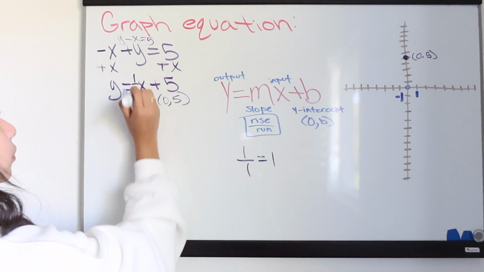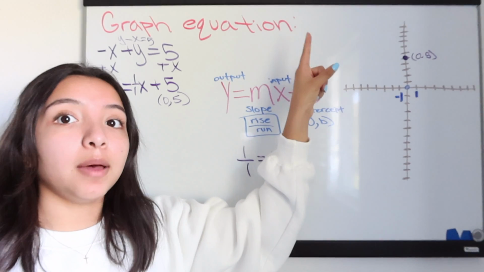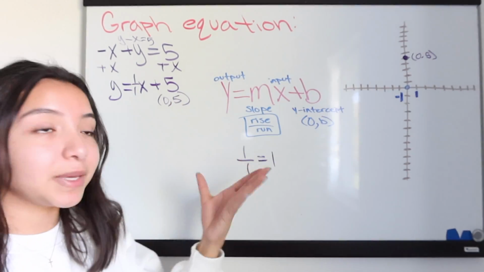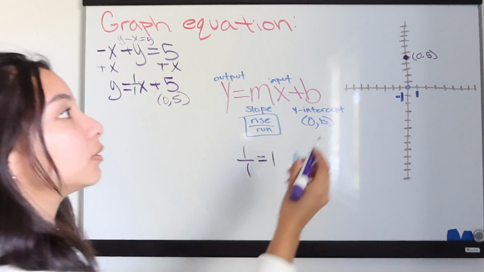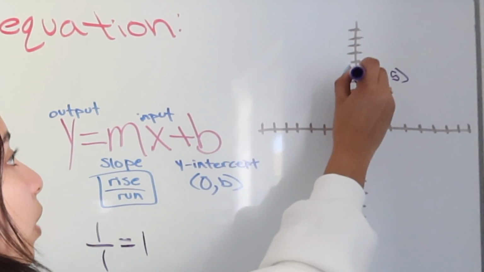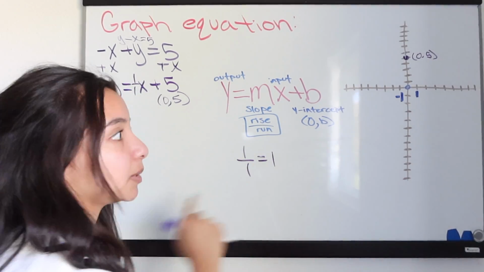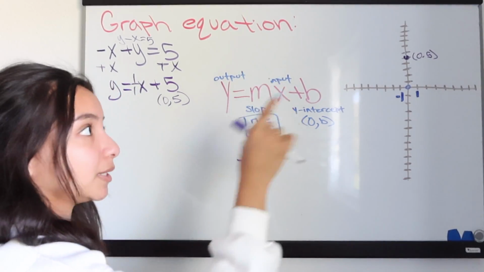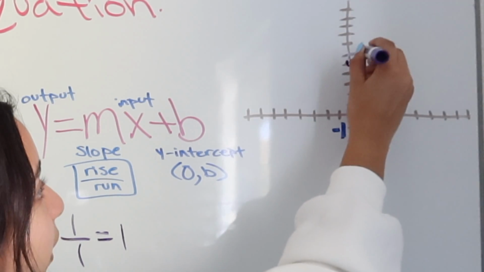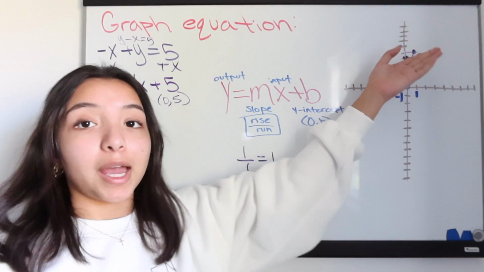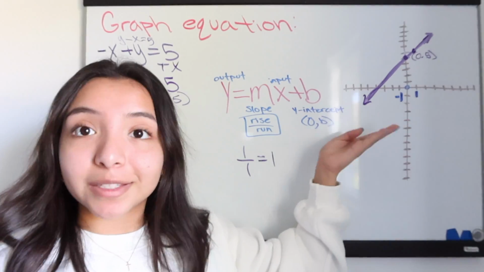So 1 over 1. So from this point, we're going to go 1 up and 1 to the right, because we are rising 1 unit. So we're going to rise up 1. And we're running to the right 1, because right is positive and up is also positive. So this is where our next point will be. And from these 2 points, you can already draw your line. And this is our line.